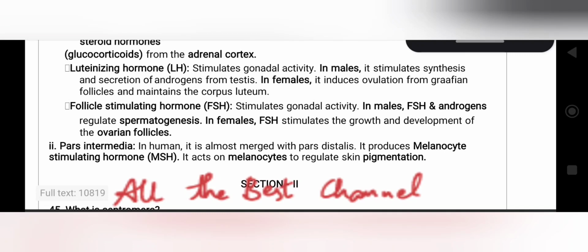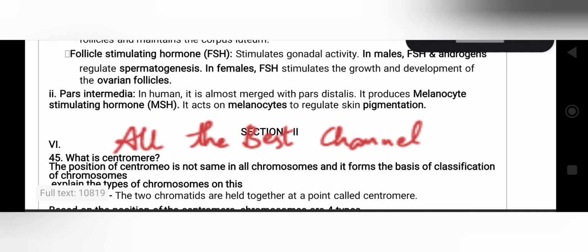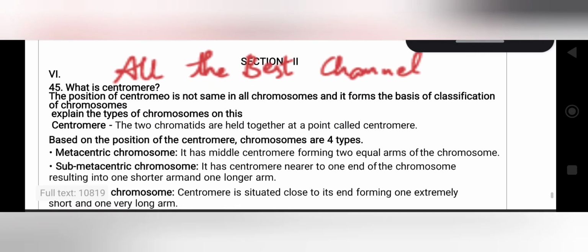Follicle stimulating hormone, FSH, stimulates gonadal activity in males. FSH and androgens regulate spermatogenesis. In females, FSH stimulates the growth and development of the ovarian follicles. Pars intermedia. In human, it is mostly merged with pars distalis. It produces melanocyte stimulating hormone, MSH. It acts on melanocytes to regulate skin pigmentation.